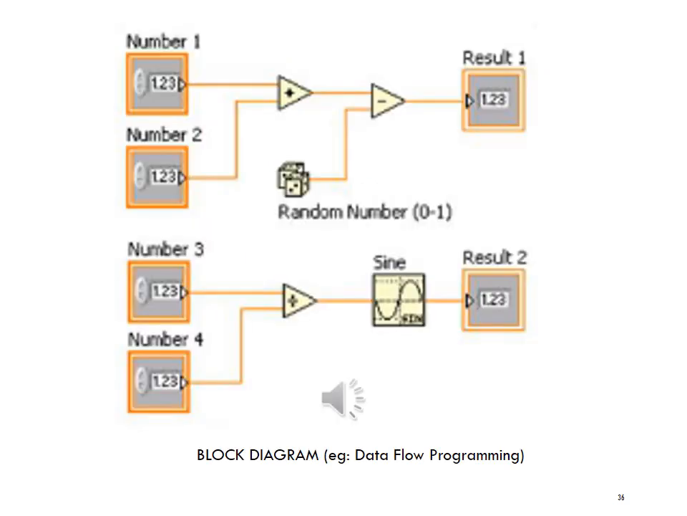An example of data flow programming. You can see there are two numbers which are added and then subtracted with a random number. And in the second one, two numbers are added and their sign is displayed as a result.